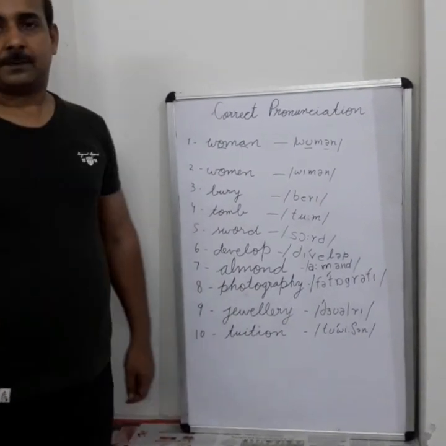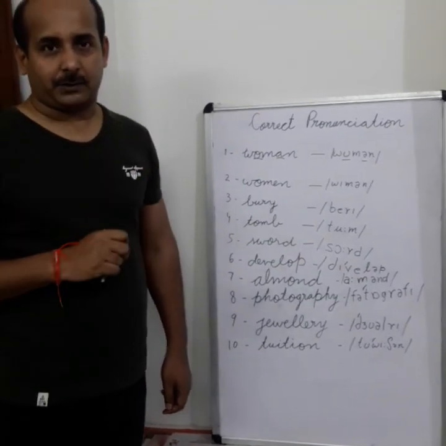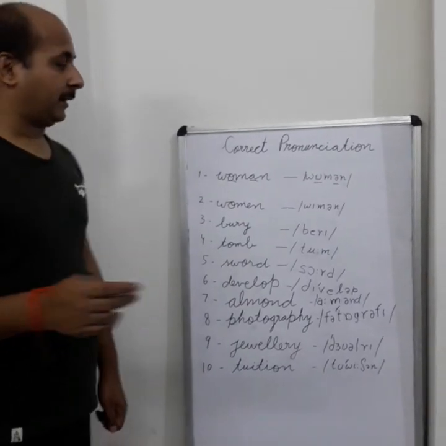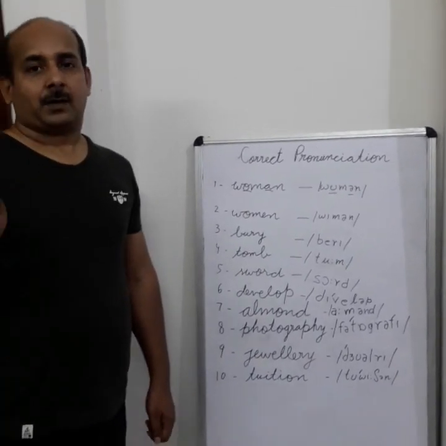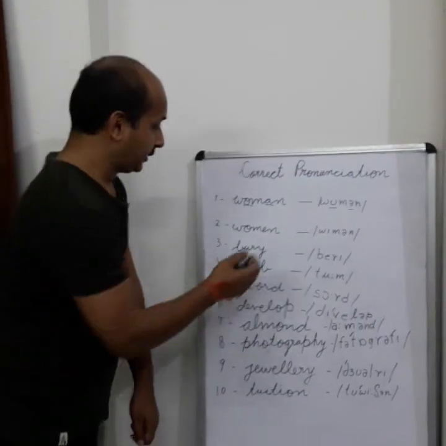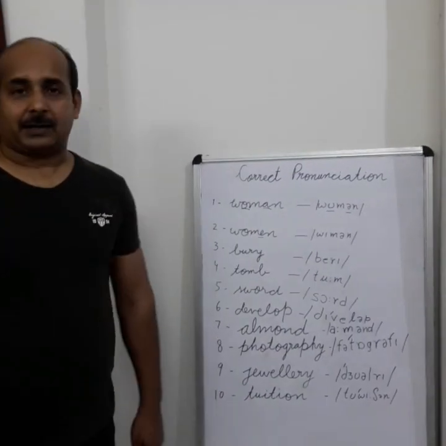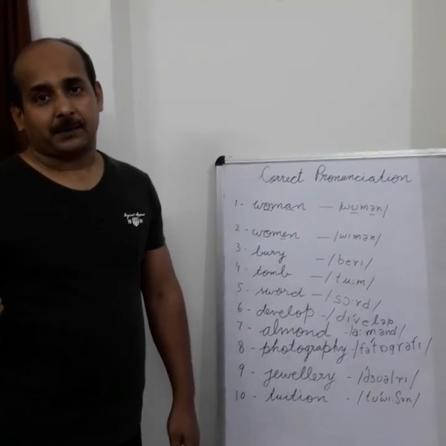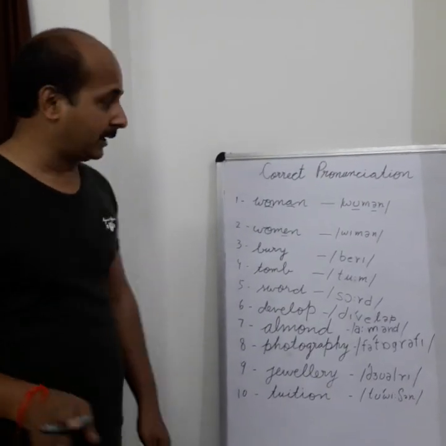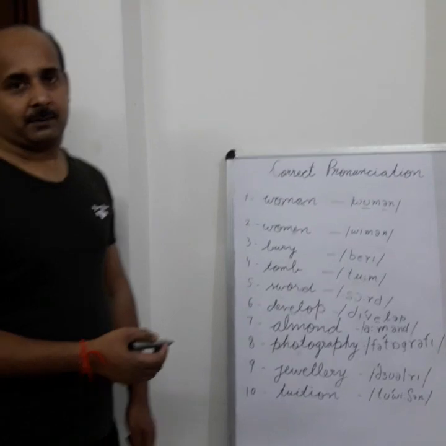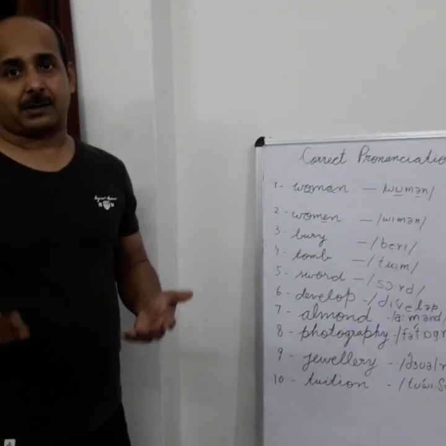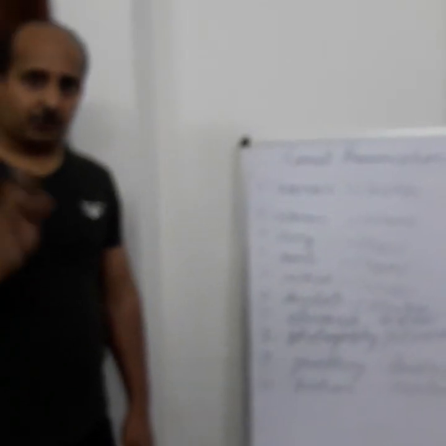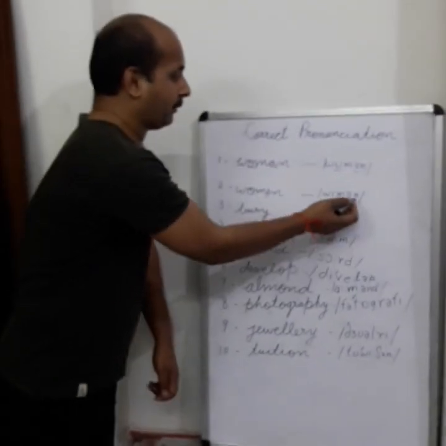The second word is the plural form of the first word. That is women. People generally pronounce it wrongly as woman. They look at the word and the letter A and they think that the pronunciation can be woman. No, it's wrong. The correct pronunciation is women. I don't know from where, but English is a crazy language, we all know. So the dictionary and the native speakers use the word in the same way as women.